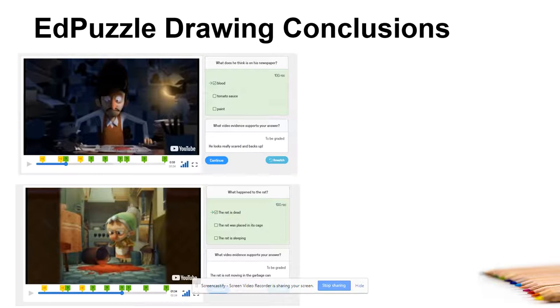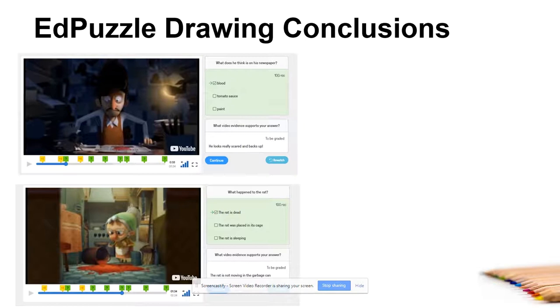Another piece of technology that I use within the classroom is Edpuzzle. Edpuzzle uses a combination of videos as well as questions to further student understanding. The question on top asks, what does he think is on the newspaper? Based on the video, the student was able to draw a conclusion that he thought was blood. The evidence that they used was that he looks really scared and he backed up.